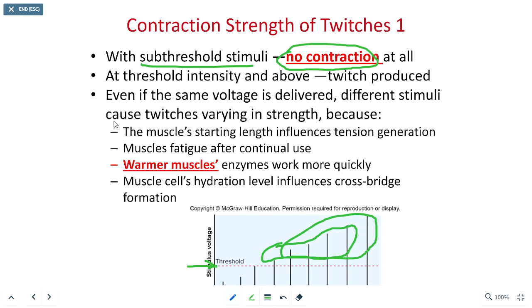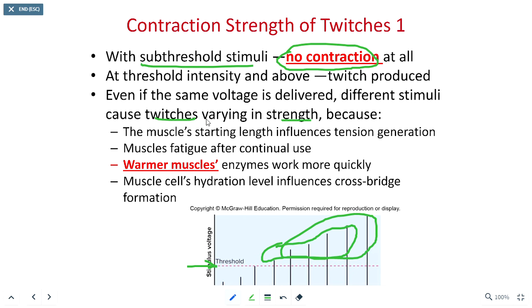We're going to find that once we have those higher stimuli, those higher depolarizations of the membrane, we're going to be able to initiate twitches. And what we find is that different twitches are going to vary in strength.